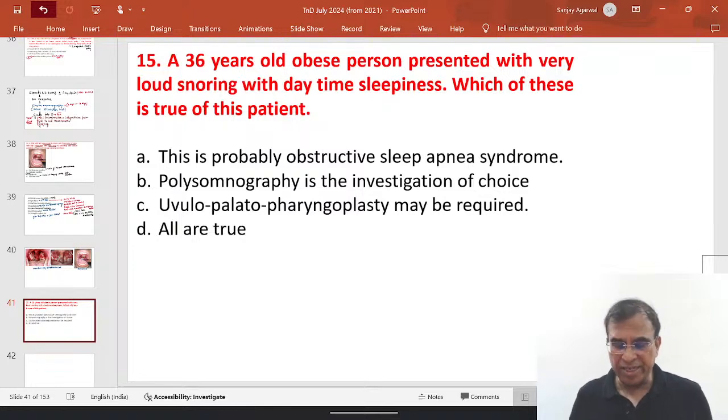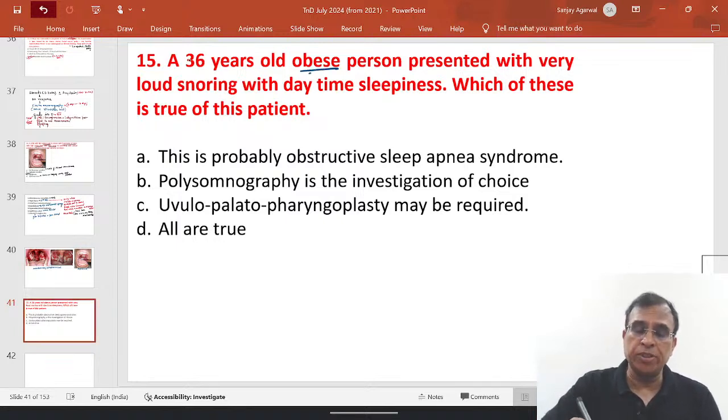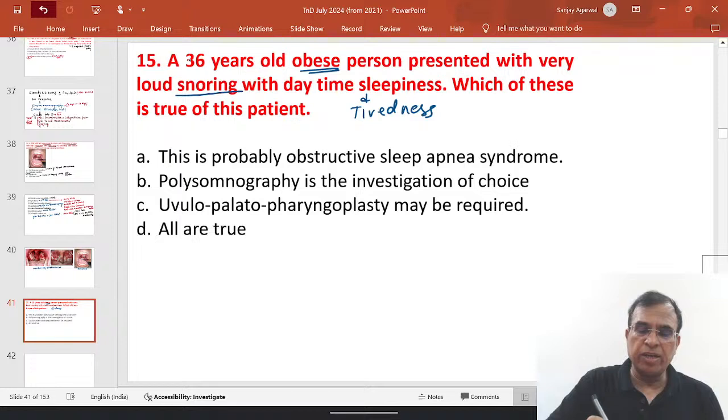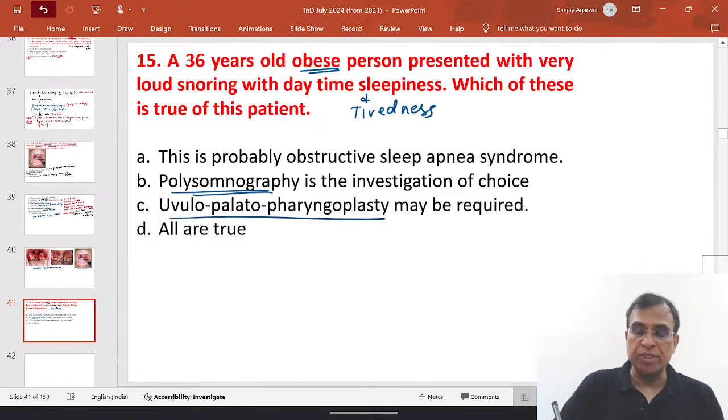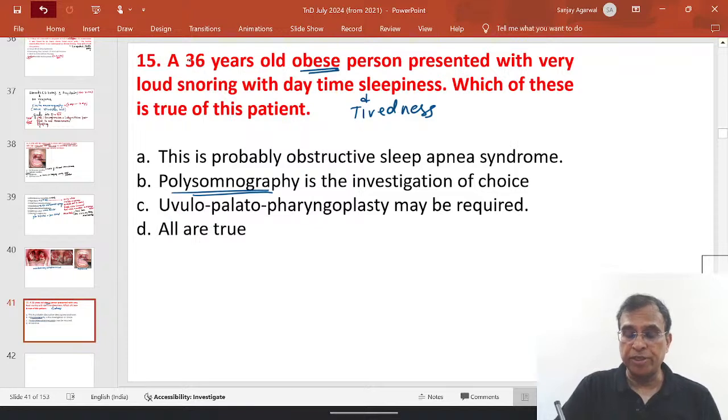So this is very clearly a case of obstructive sleep apnea syndrome. Obstructive sleep apnea syndrome is seen in obese persons. The main complaint is daytime sleepiness and tiredness, and snoring is a very important part of it. Polysomnography is the investigation of choice, and uvulopalatopharyngoplasty is a very popular surgery done for this patient. So yes, all are true.